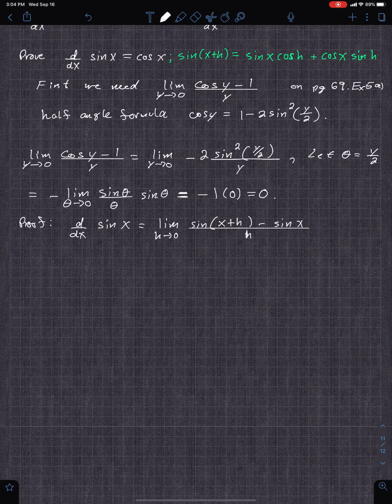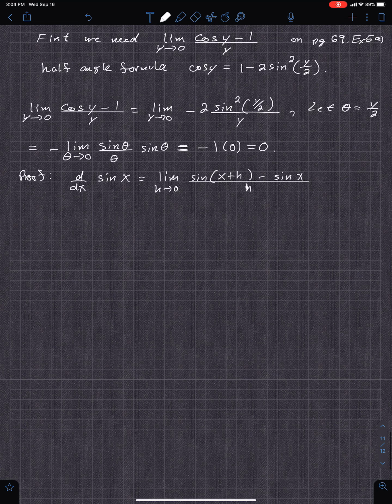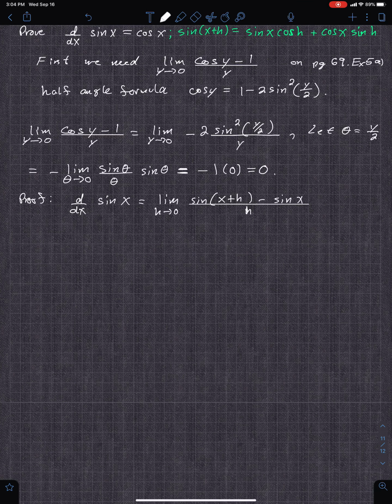as h approaches 0. So this is where now we're going to expand sine of x plus h using the formula above, using the sum formula for sine. And we get that this is equal to the limit as h approaches 0, and then let's expand that out. So it's sine x cosine h plus cosine x sine h minus sine x all over h.